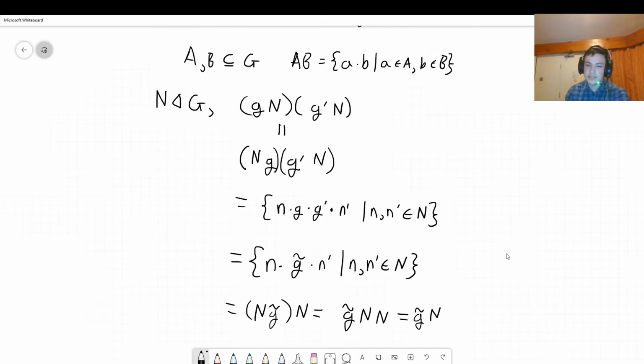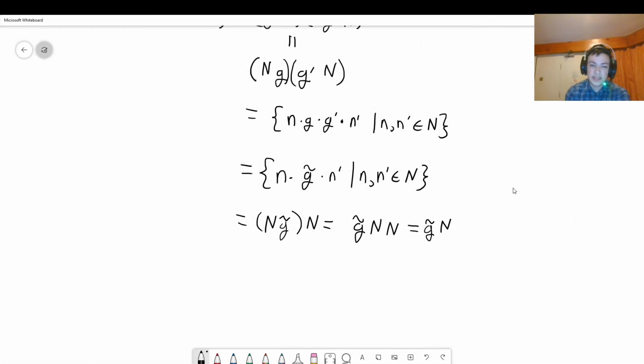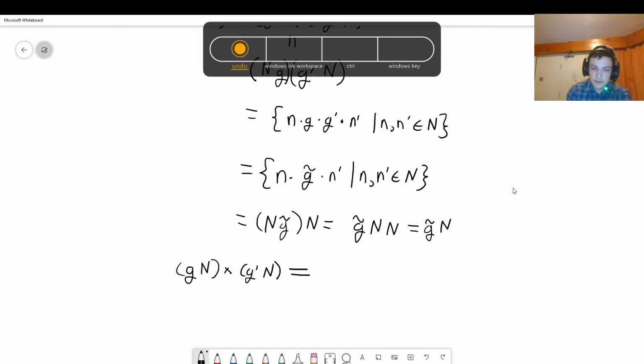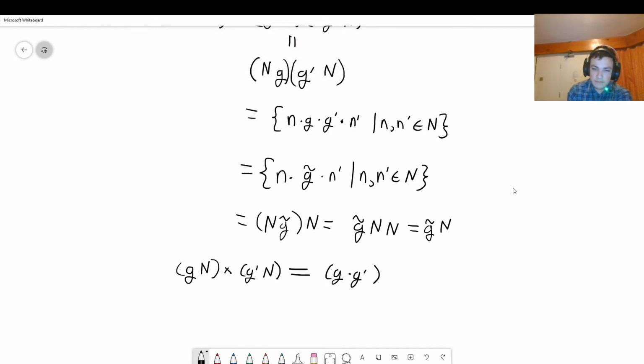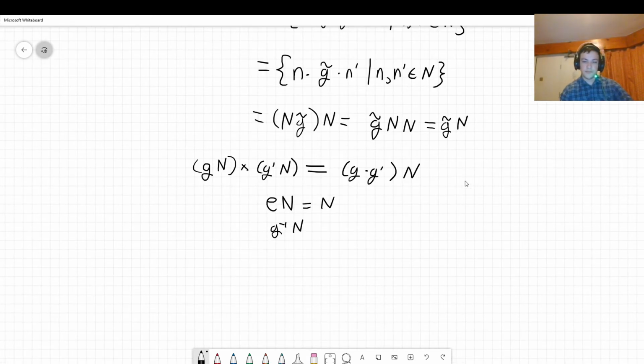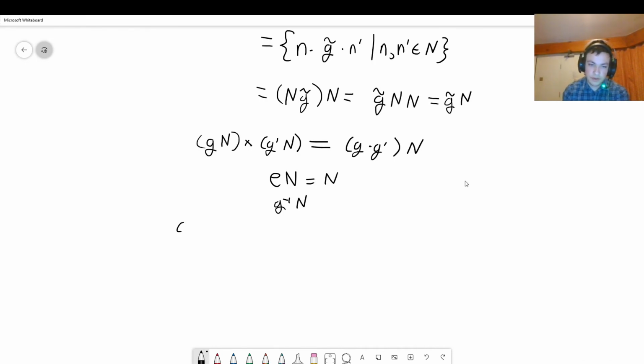Obviously because any two elements of N multiply to an element of N, this is g g dash N. Okay, so what this means is that for any normal subgroup, the left cosets or the right cosets form a second group, under this special operation gN times g dash N is equal to g g dash N. Okay, so this is a group with identity eN, which is just N, and inverse g inverse N. And so we call this group the quotient group.